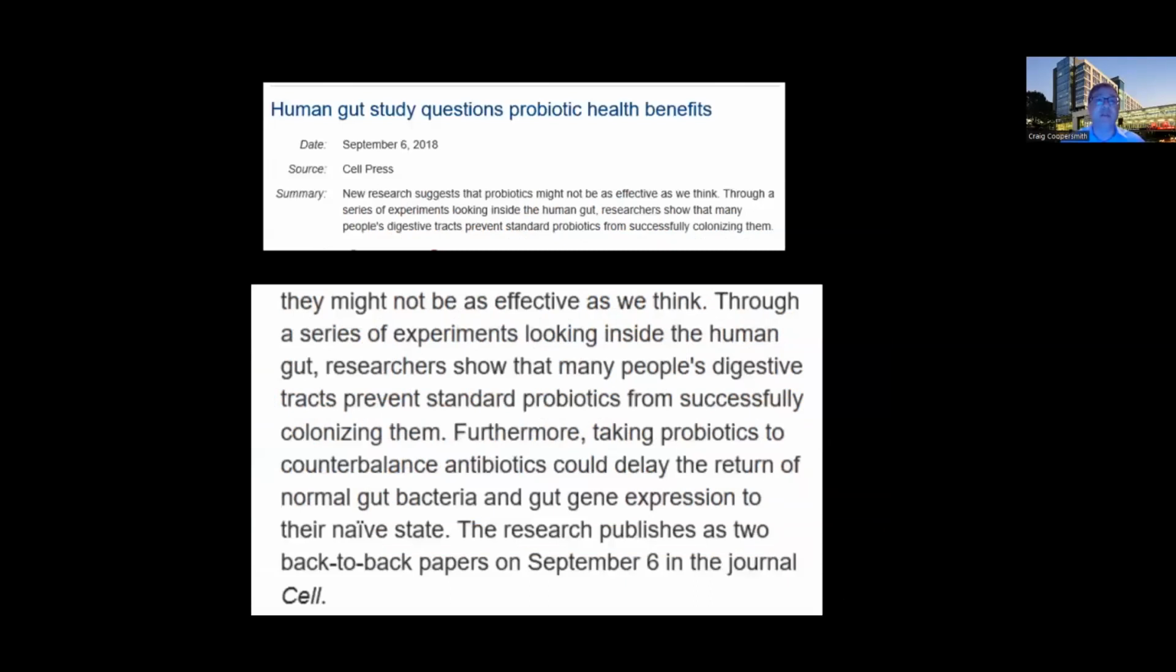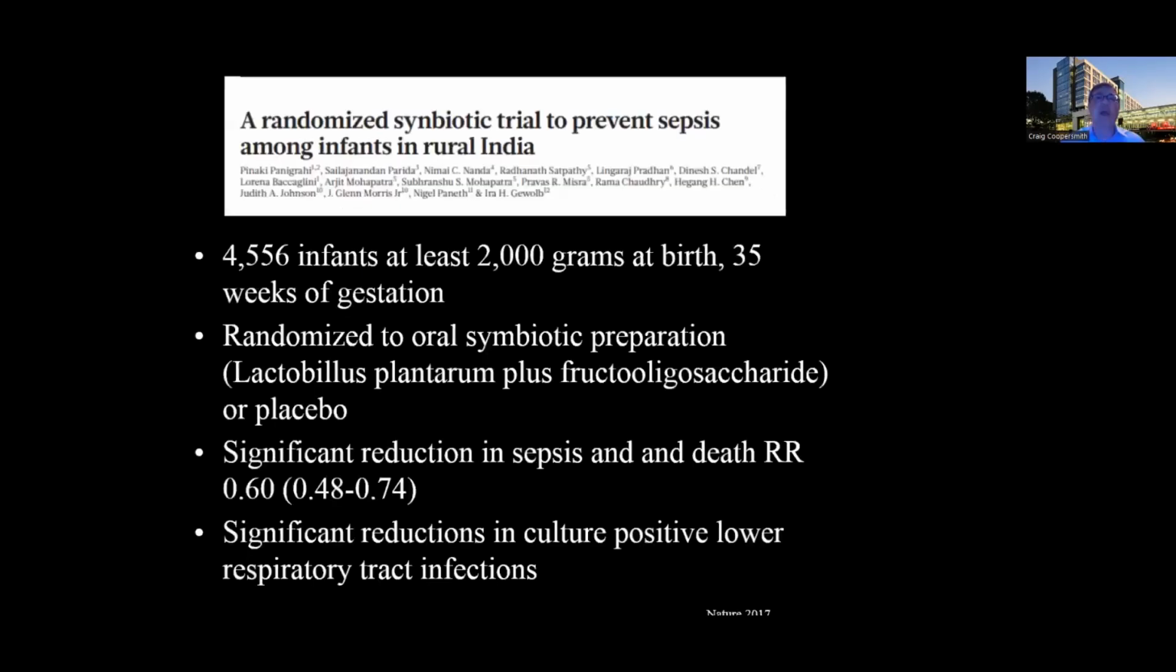Also worth mentioning is this. Human gut studies question probiotic health effects. This is based upon 2 studies that came out in Cell. And through a series of experiments looking inside the human gut, researchers showed that many people's digestive tracts actually prevent standard probiotics from successfully colonizing them. And in addition, taking probiotics to counter antibiotics could actually lead to delay of normal gut bacteria and gut gene expression. I do wish, however, to emphasize this other study. This is looking at symbiotics. This study was done in India, and this is looking at infants.